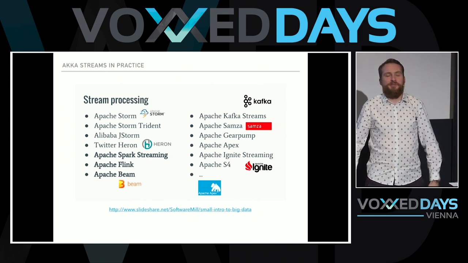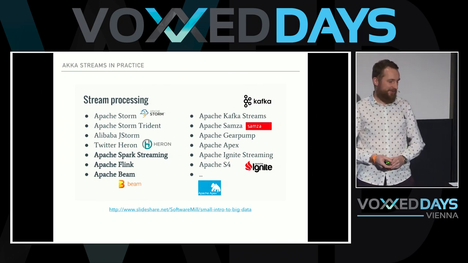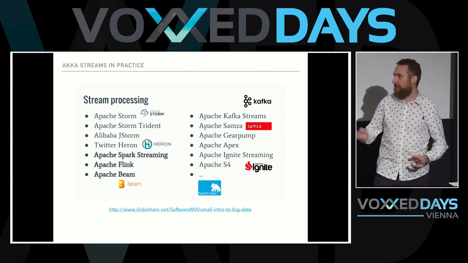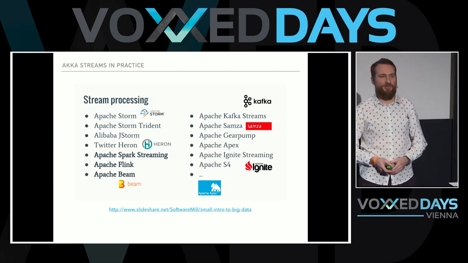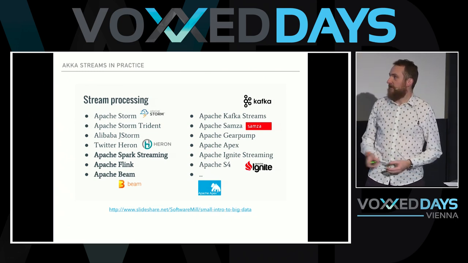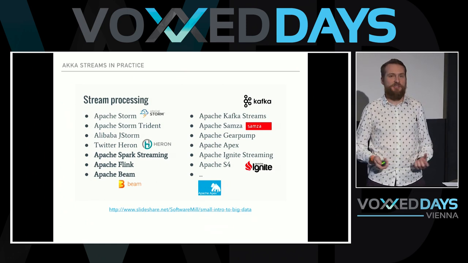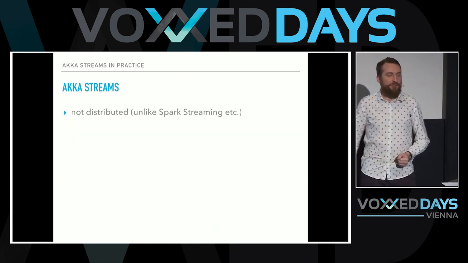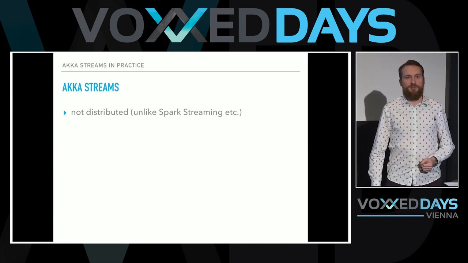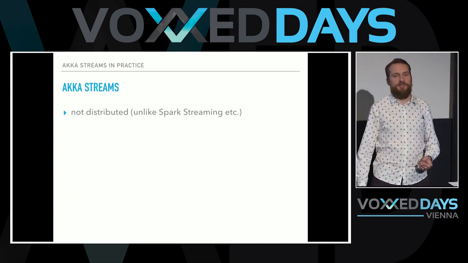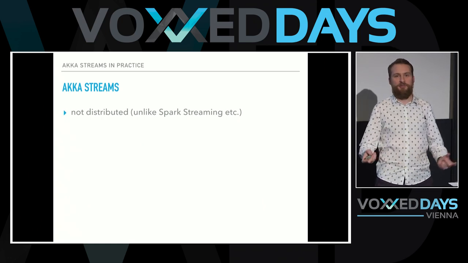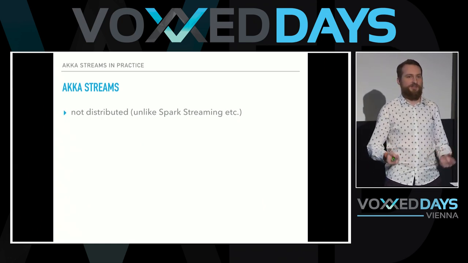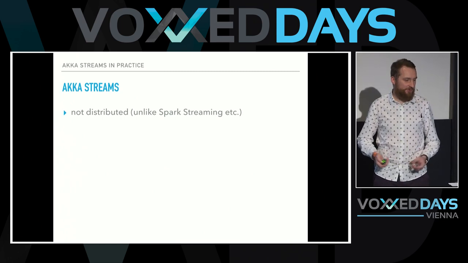There are really a number of technologies for stream processing. This is just a part of it. It's from my colleague's talk about a small intro to big data. You can even notice that Akka Streams is not here. So how is Akka Streams different from the other solutions that we have? First of all, Akka Streams is not distributed. If you've heard of Spark, for example, and Spark Streaming, Spark is generally a distributed processing engine, and Spark Streaming is one of its parts, which is distributed.